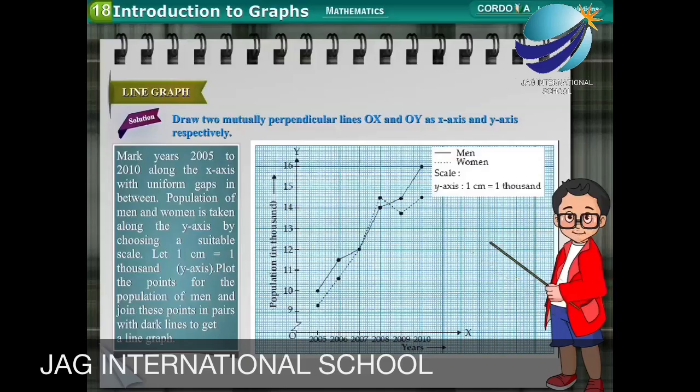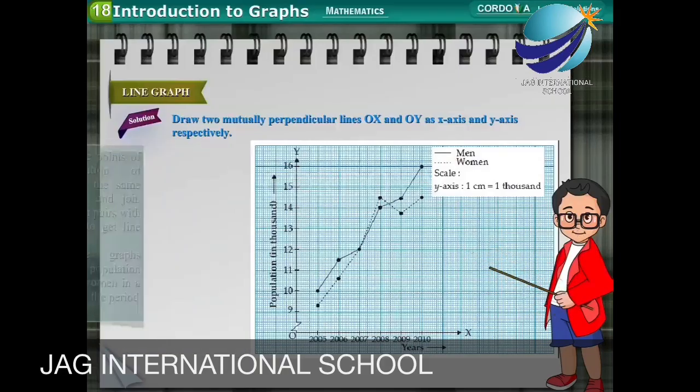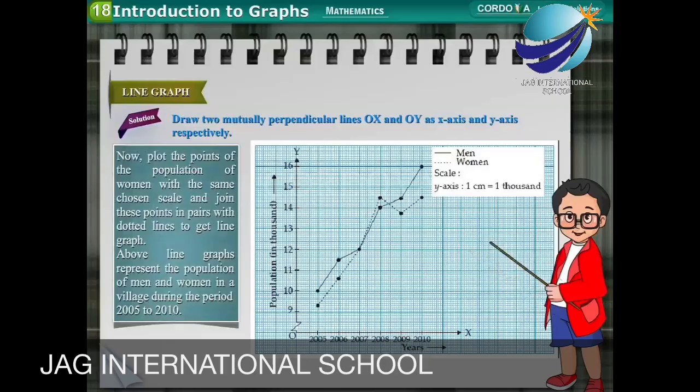Plot the points for the population of men and join these points in pairs with dark lines to get a line graph. Now, plot the points of the population of women with the same chosen scale and join these points in pairs with dotted lines to get a line graph. Above line graphs represent the population of men and women in a village during the period 2005 to 2010.